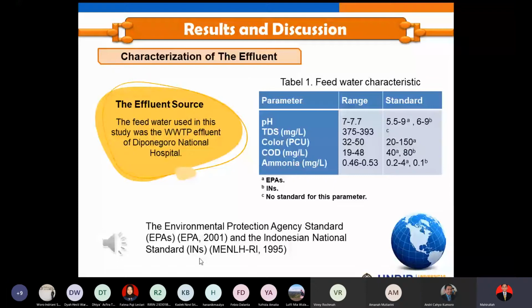There is no value for total dissolved solids in both references for TDS. However, the hollow fiber ultrafiltration membrane has a limit for TDS, which is less than 1,000. So the TDS of the feed water can be acceptable, because in this feed water characteristic it is 300 until 390.